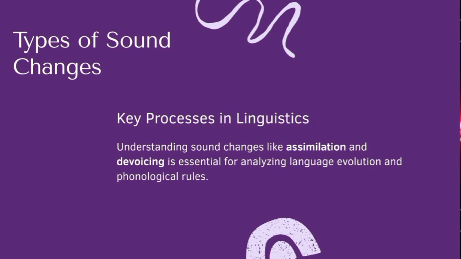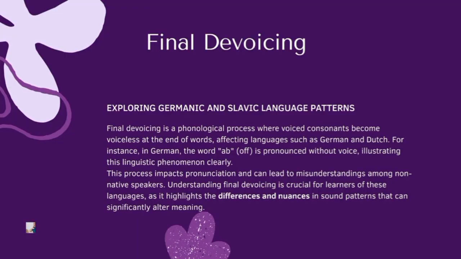Devoicing, on the other hand, involves the loss of vocal fold vibration, turning a voiced sound into its voiceless counterpart. For instance, a final B may be realized as P in certain phonological contexts. So understanding this process is essential for analyzing language evolution, phonological patterns, and the rules governing sound changes.